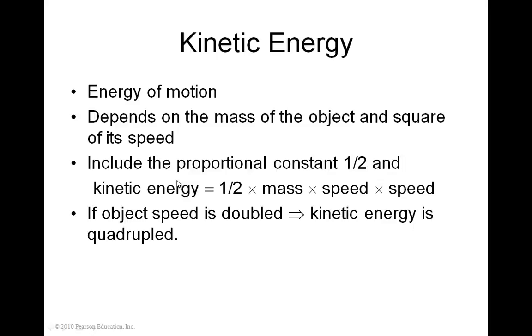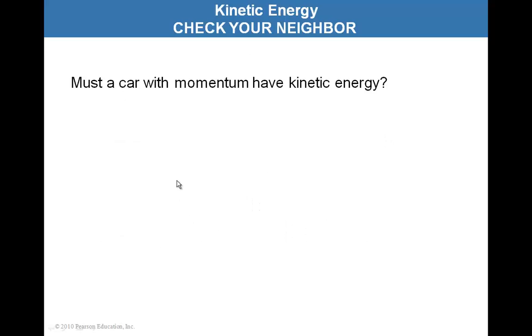So let's see why. If we double the speed, we have 2 times here and 2 times here. So 2 times 2 times is 4 times. So if we double the speed, we quadruple the kinetic energy. If we double the mass, we're only going to double the kinetic energy because it only appears here once. So let's write a formula for that.